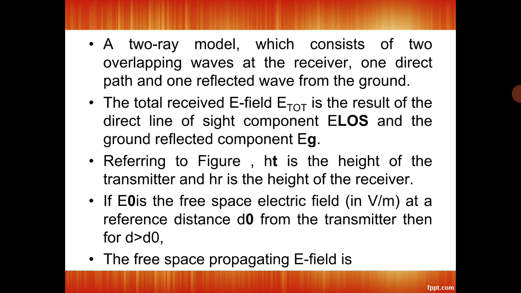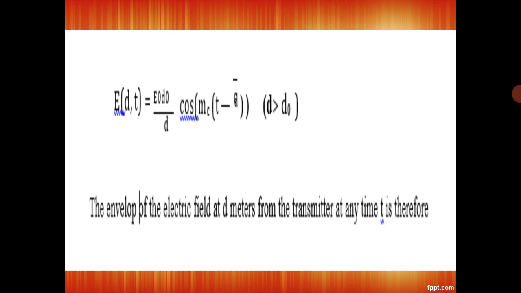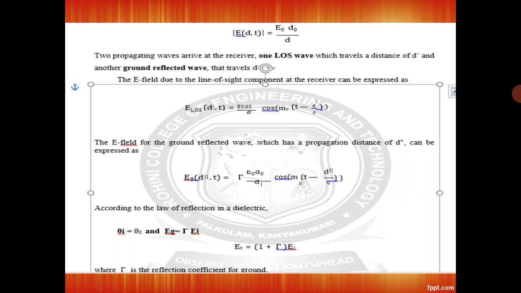Here h t is the height of the transmitter and h r is the height of the receiver. E naught is the free space electric field in volts per meter at the reference distance d naught from the transmitter, where d is greater than d naught. The free space propagated electric field E(d, t) is represented as E(d, t) equal to E naught d naught divided by d, cos(omega c t minus theta), where d is greater than d naught. This is the envelope of the electric field at d meters from the transmitter at any time.